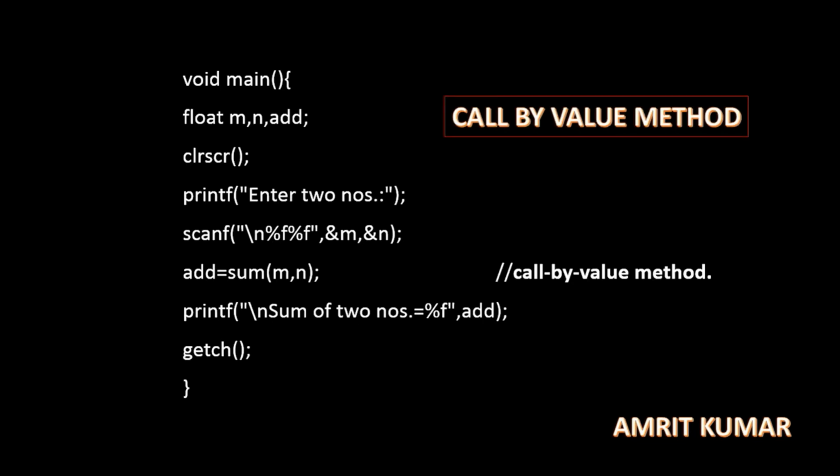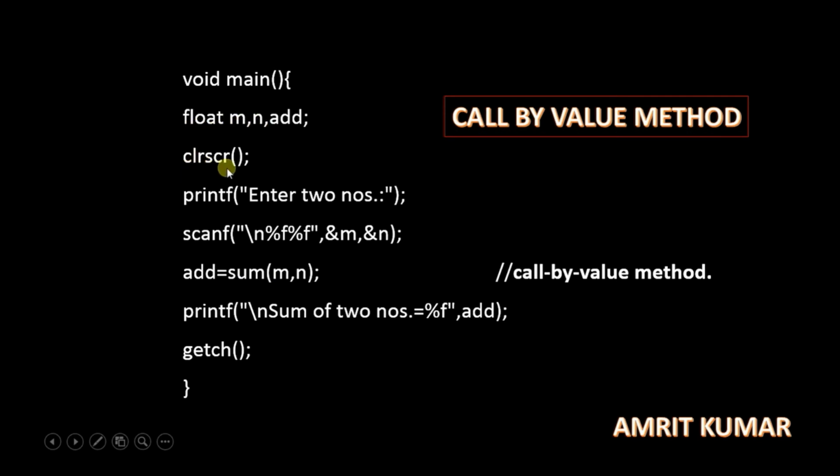Okay, so let's look at this. This is the main function whose return type is void, so it is not going to return anything. Then I am opening the main function here, and you are seeing that I have declared three variables: m, n, and a double d. This is a variable add, this is n, and this is m, variables of type float.